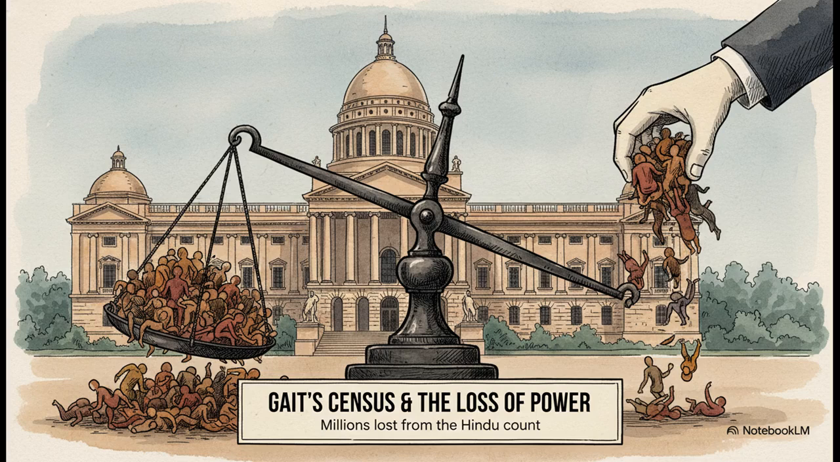And here's why. You have to understand the context here. This was happening right when the British were bringing in new reforms that tied political power, seats in councils, directly to population numbers. Politics was fast becoming a numbers game, and Gait's little circular threatened to wipe millions of people out of the Hindu column.